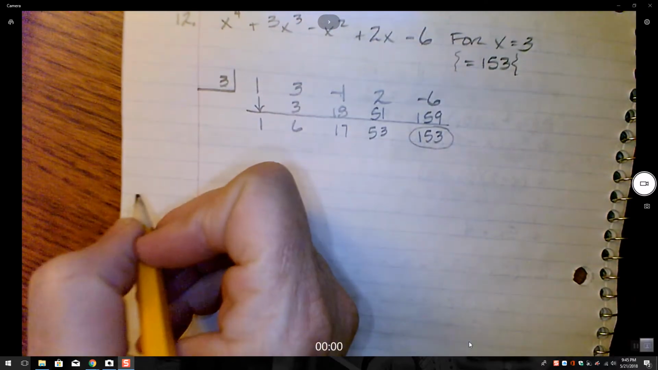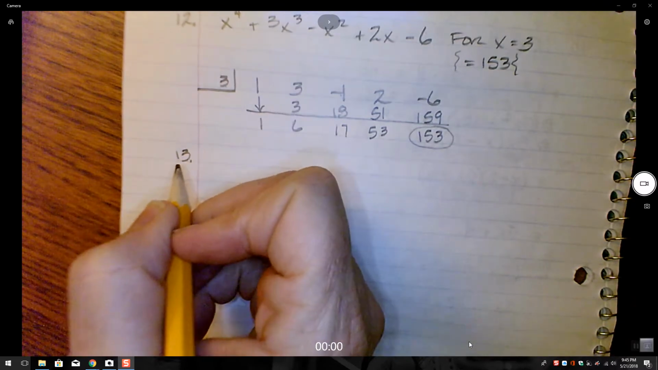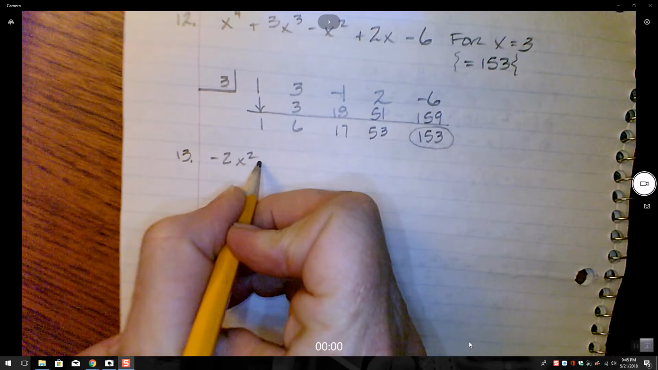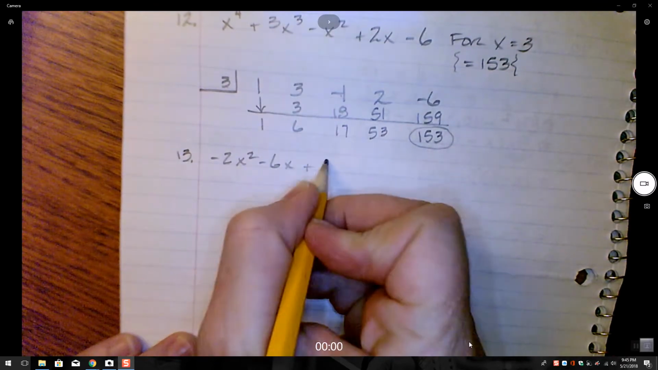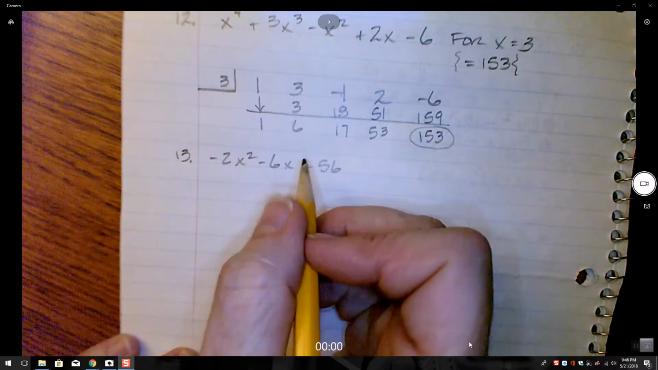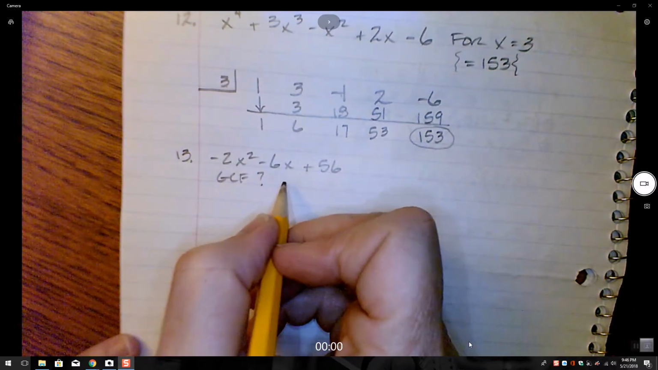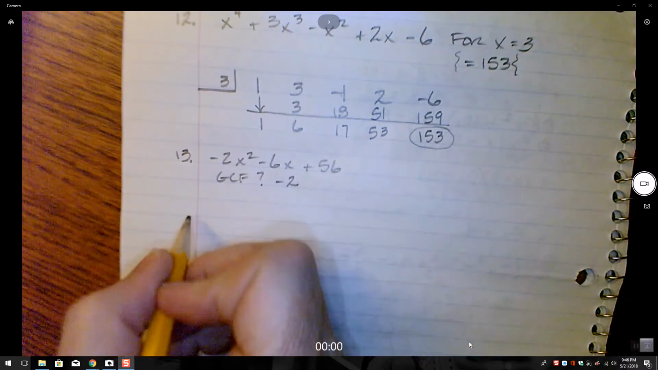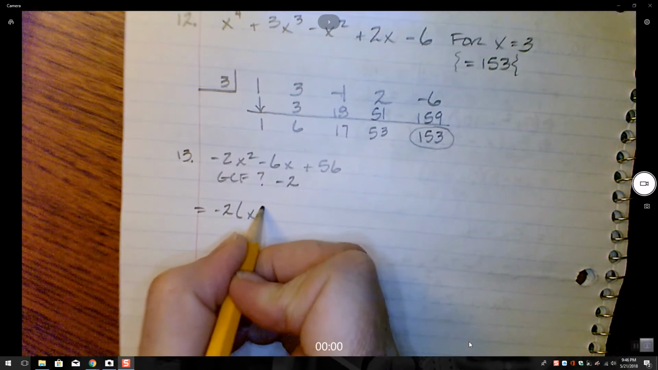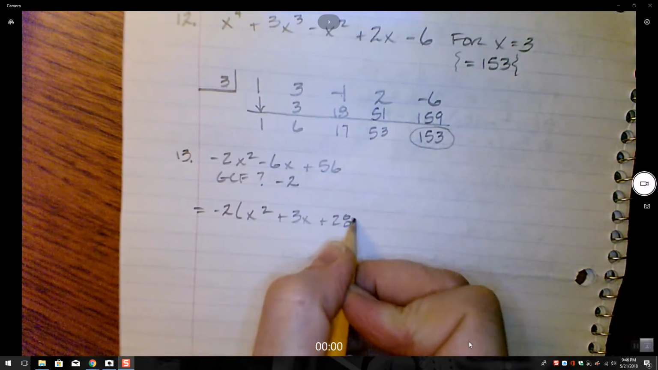Alright, moving on to problem 13. I'm going to take negative 2x squared minus 6x plus 56 and factor it. So I've got a greatest common factor of negative 2. So let's take that out, and we're left with x squared plus 3x plus 28.